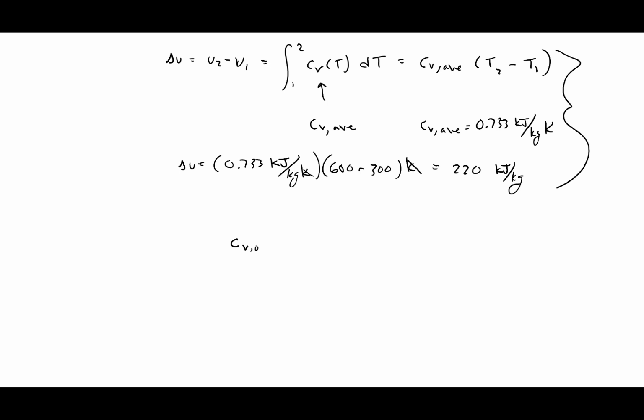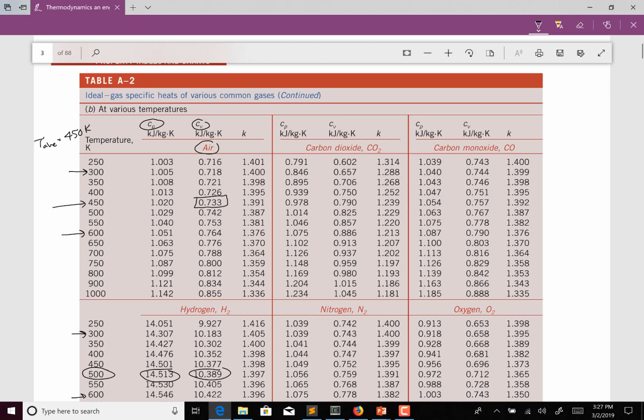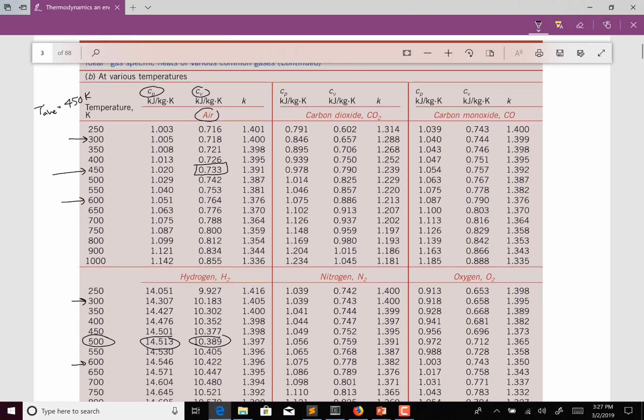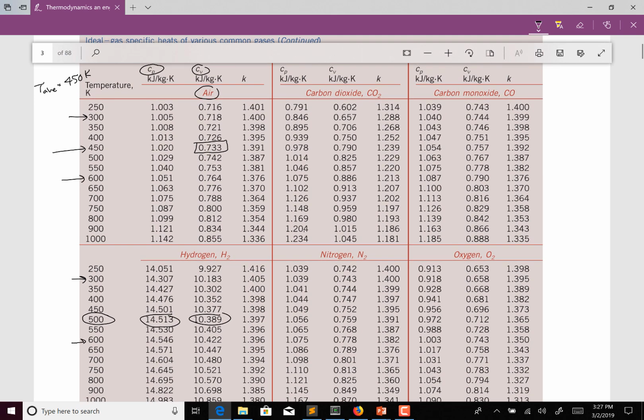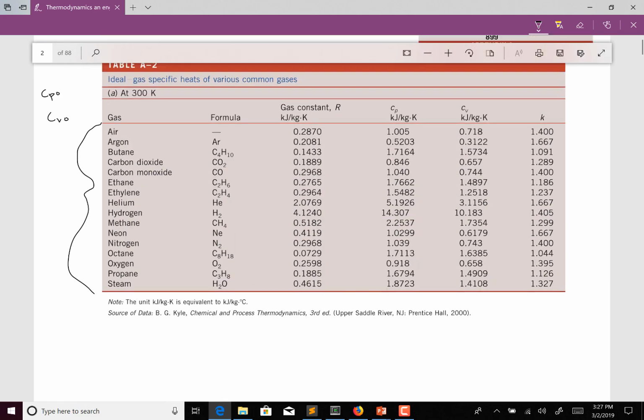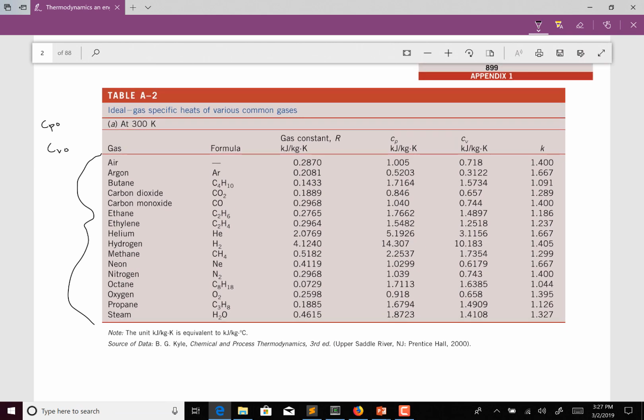And let's actually just calculate this with CV naught as well. So delta U is equal to, if we use CV naught instead of the average specific heat here, just CV naught times T2 minus T1. So let's go look up CV naught. We would use CV naught if we didn't have data for the whatever gas we're looking at, at whatever temperature we're interested in. This table only has 6 gases, so it's pretty limited. So we would get CV naught from this table, which has many more gases available.